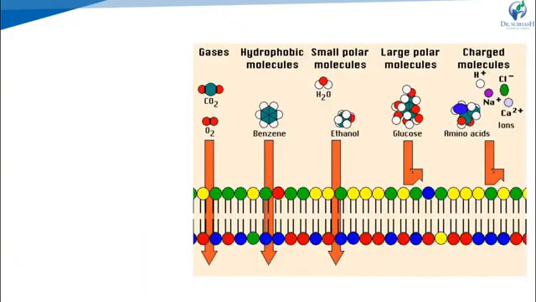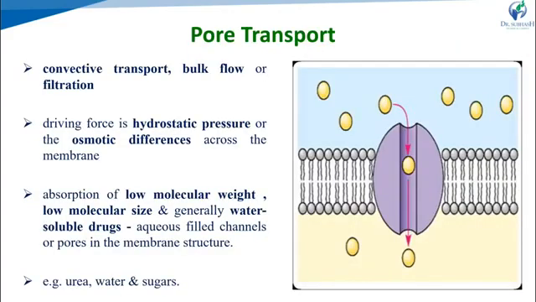In the figure, we can see that gaseous molecules easily cross the cell membrane. Hydrophobic molecules, meaning lipophilic or less water soluble compounds, also easily cross the cell membrane. Small polar molecules, water soluble and of small molecular weight, easily cross the cell membrane by passive diffusion. Large molecules, or water soluble and charged molecules, meaning ionized drugs, do not cross the cell membrane by passive diffusion; they cross by other mechanisms.